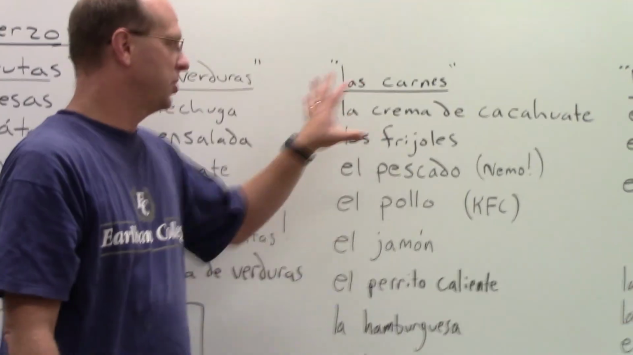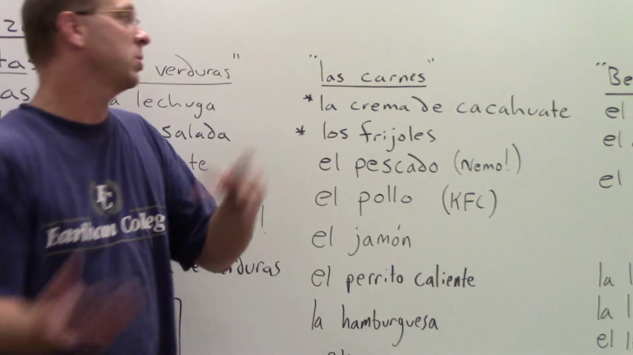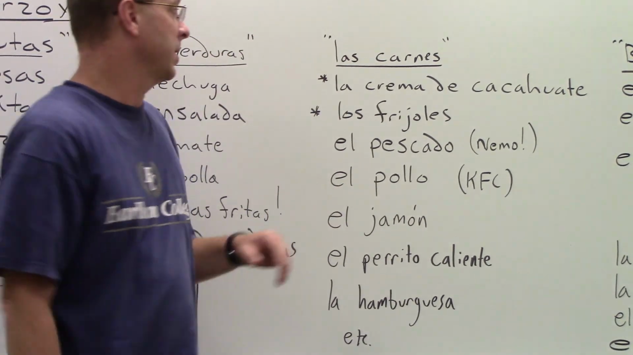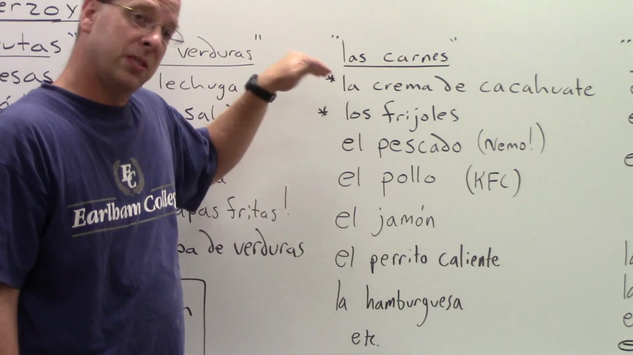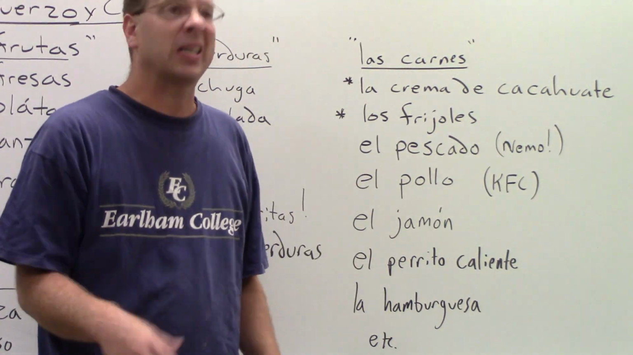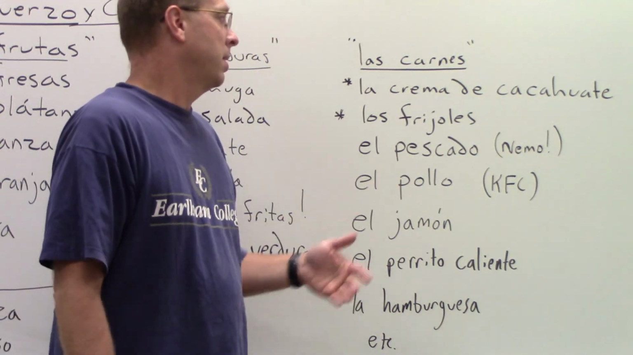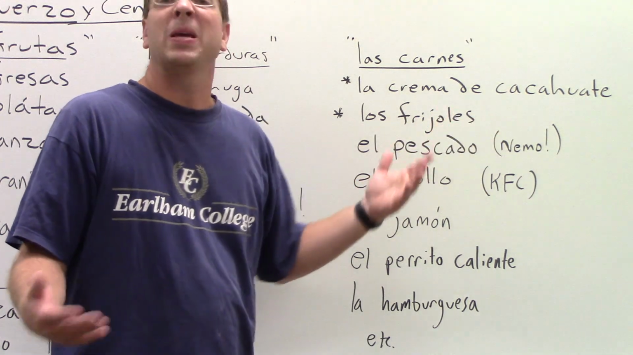Las carnes. This is your meat group. But I have an asterisk by 2 because they're not actually meats, but they are proteins, which puts them into the meat group. I checked with the biology teacher across the hall from me just to make sure. So, las carnes. La crema de cacahuate. Okay, again, it's vegetarian, but cacahuate, my absolute favorite word in Spanish. Cacahuate. Okay? But la crema de cacahuate, some people call it mantequilla de maní. Alright, but la crema de cacahuate is peanut butter.